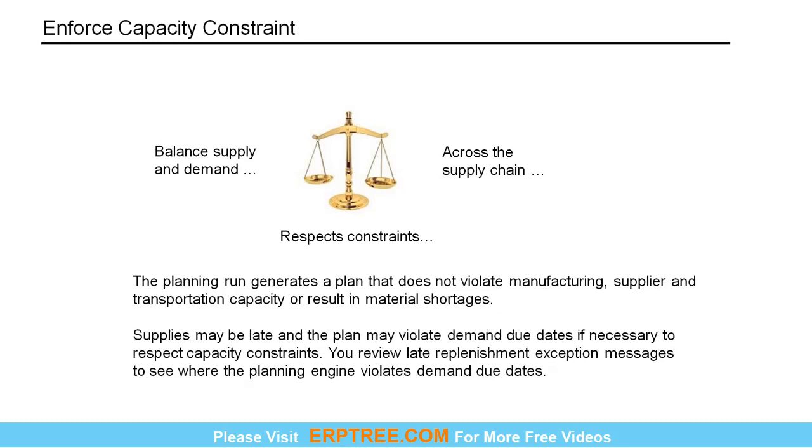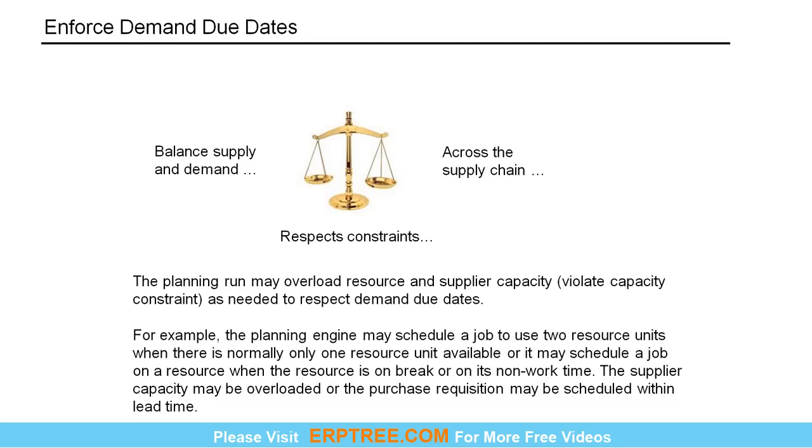That one is for the capacity constraints. It respects the capacity constraints, and this one is for the demand due dates. This one also respects the constraints, but only to some extent. For example, if it sees that it is not meeting the customer demand dates, obviously it will overload the supplier, overload the business, overload the resources, and say that to meet the customer demand, we need the material on this date, whether it exceeds the capacity constraints or not.